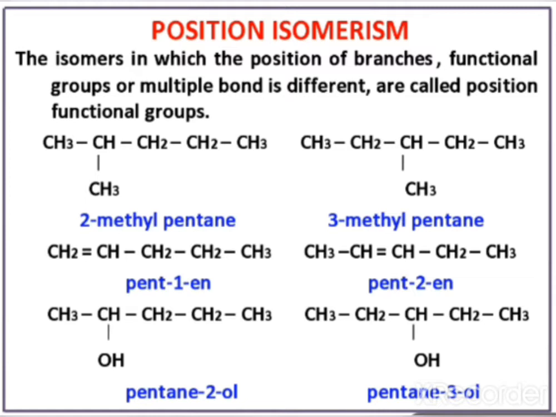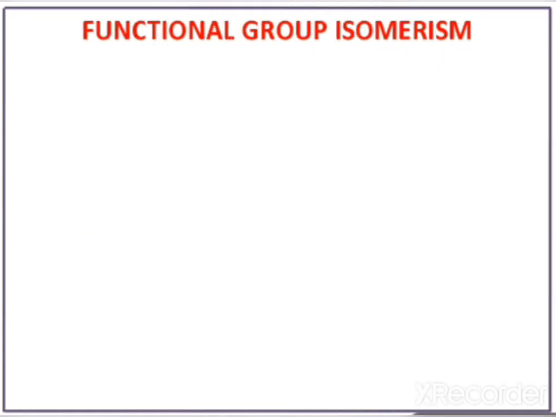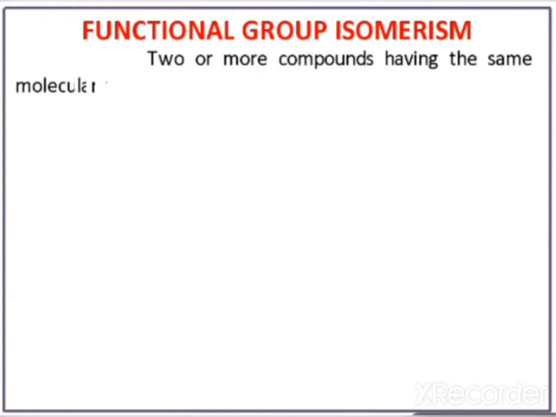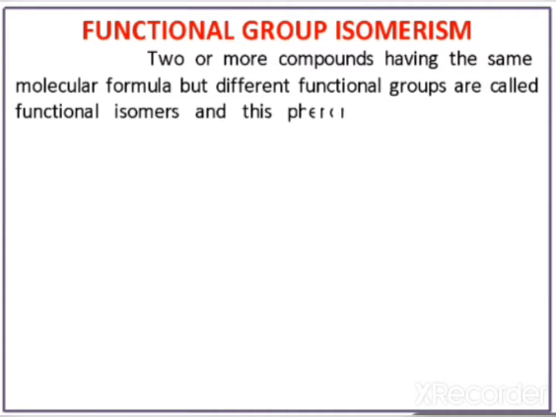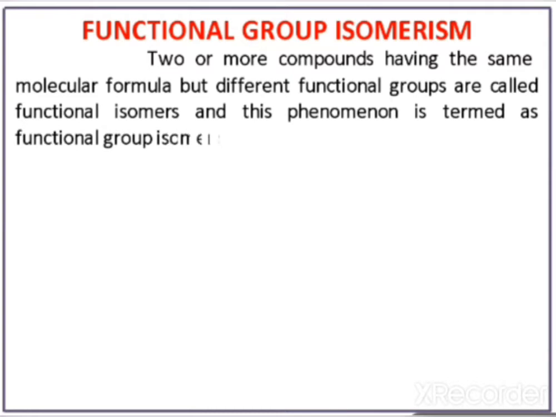After position isomerism, now we will see functional group isomerism. So in functional group isomerism, the functional groups are different. What will be the difference? The difference will be in the functional group. For example, 2 or more compounds having the same molecular formula but different functional groups are called functional isomers, and the phenomenon is termed functional isomerism.